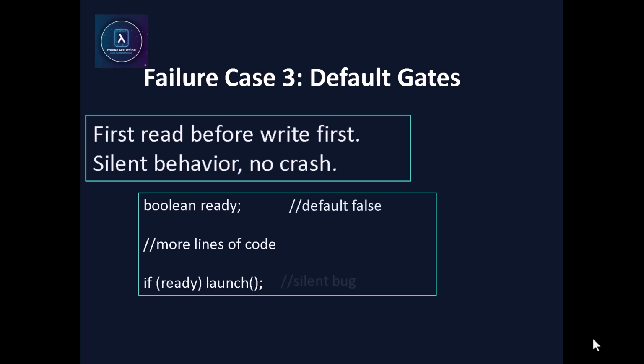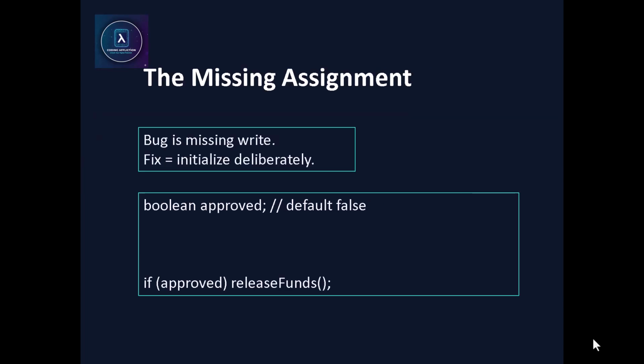Unassigned variables. Consider a flag defaulting to false. Your release never happens and nobody notices until money is late. When you review code, scan for reads. If a variable is read before it's written, you're relying on a default. Silent bugs are the most expensive because they look like nothing happened. The bug isn't the if statement. It's the missed assignment before the if.